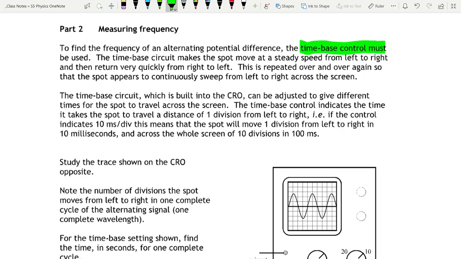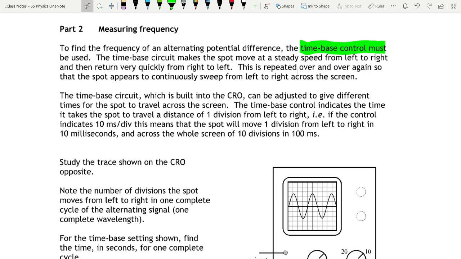The time-base circuit, which is built into the cathode ray oscilloscope, can be adjusted to give different times for the spot to travel across the screen. The time-base control indicates the time it takes the spot to travel a distance of 1 division from left to right, i.e. if the control indicates 10 milliseconds per division, this means that the spot will move 1 division from left to right in 10 milliseconds. And across the whole screen, in this case of 10 divisions, in 100 milliseconds. So it means each box is worth 10 milliseconds, just like we did with the voltage.